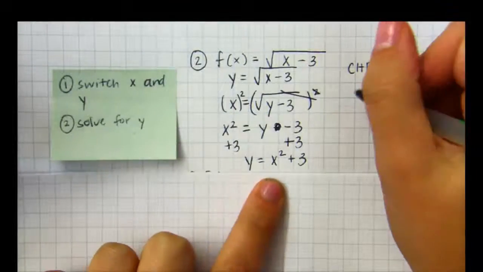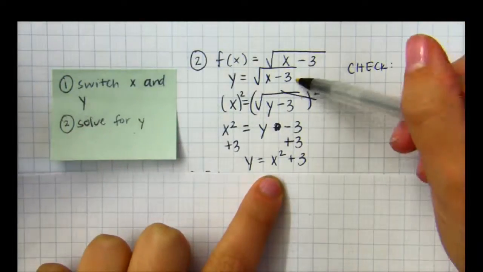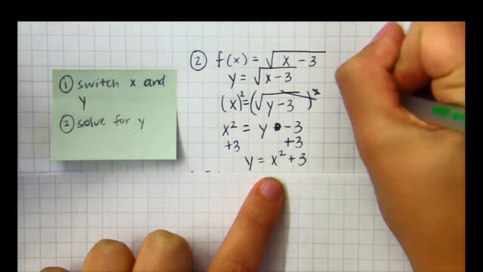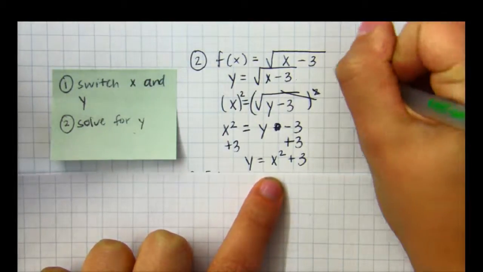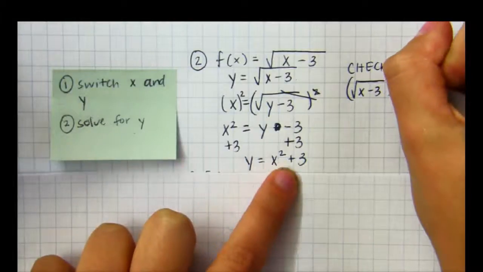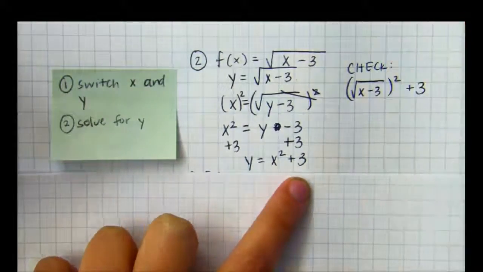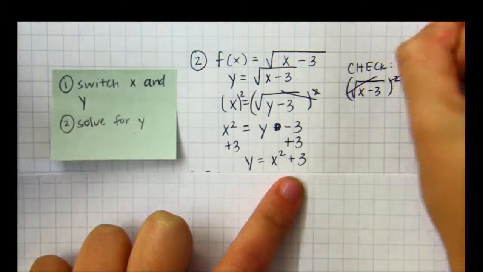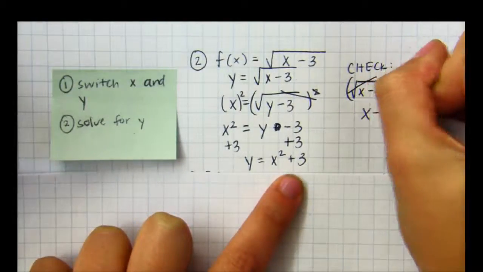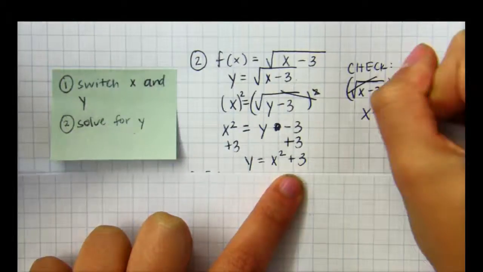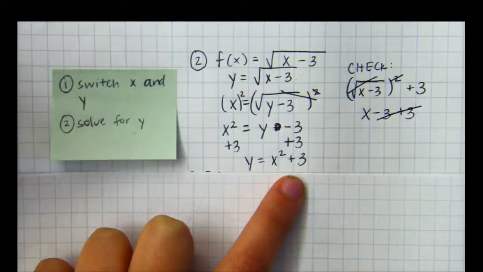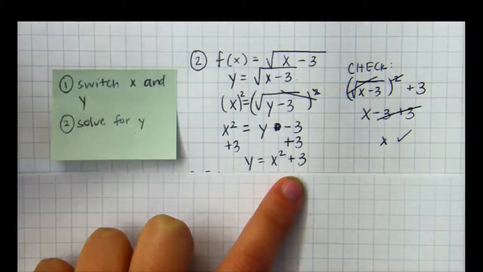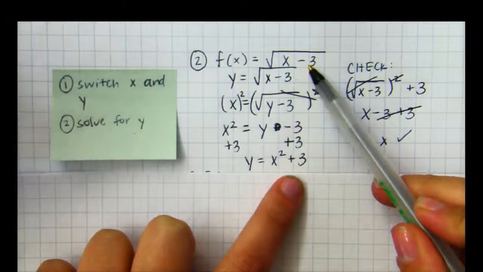So wherever I've got an x, I'm going to replace it with the square root of x minus 3. So I've got the square root of x minus 3, and then I'm squaring it, to the power of 2, plus 3. Well, squaring a square root cancels out that square root, so I'm just left with x minus 3 plus 3. My minus 3 plus 3 will cancel out. I will just be left with x. That means that this is an inverse function of this one.